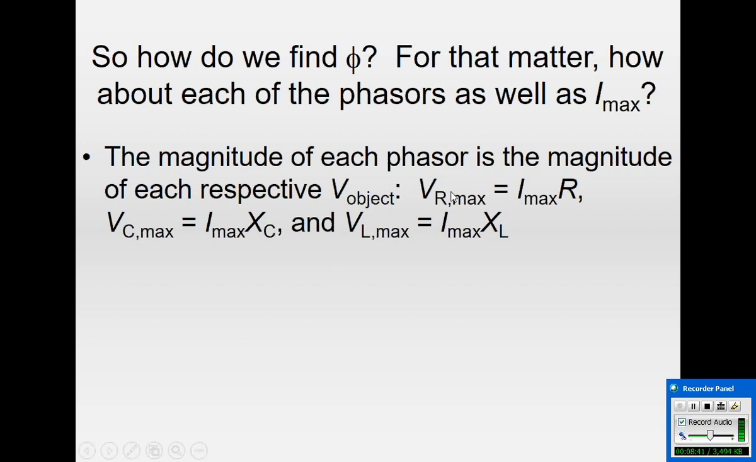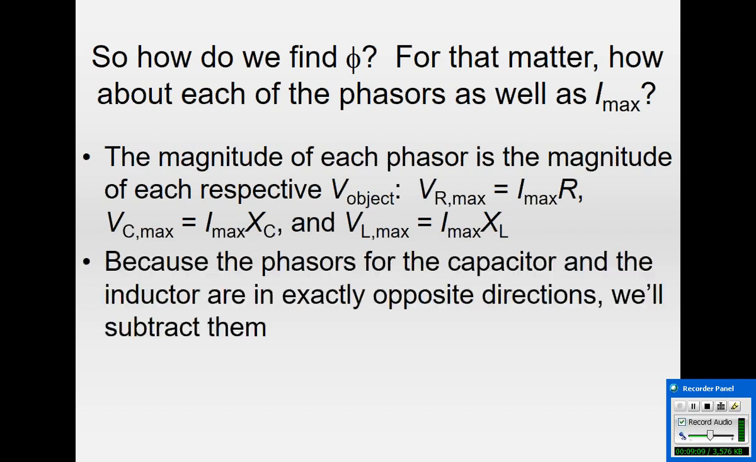The maximum voltage across the resistor is equal to the maximum current through the circuit times R. The maximum voltage across the capacitor is the maximum current times the capacitive reactance. The maximum voltage across the inductor is the maximum current times the inductive reactance. There are no promises that VR max, VC max, and VL max are equal to each other. In fact, you have to assume, just through random selection, that they will be different from each other.